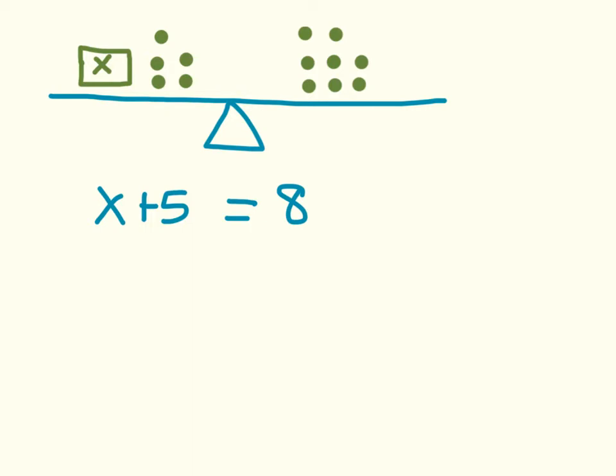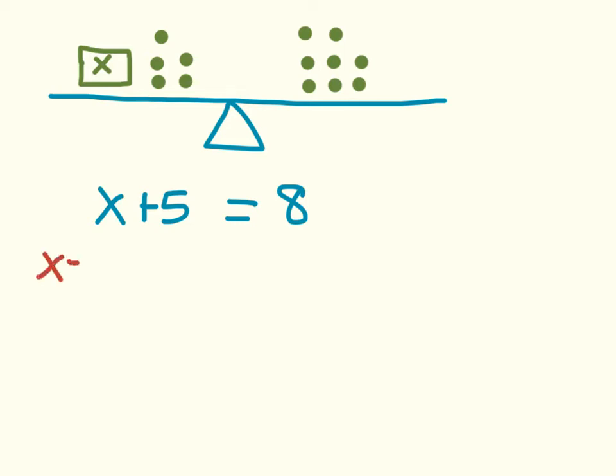X plus 5 equals 8 is called an algebraic equation. It's an equation because it has an equal sign. It's algebraic because it contains a variable. So now to solve this equation, we need to find the value of x that makes x plus 5 equals 8 true. The first technique you can use to try to solve this equation is guess and check.